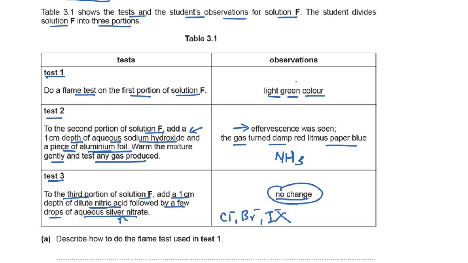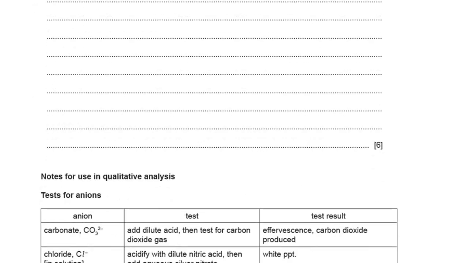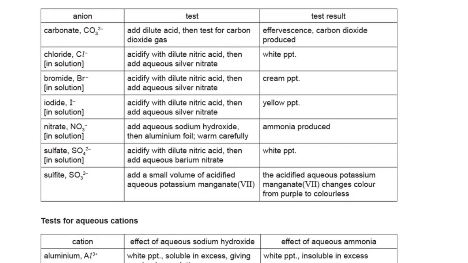So if we identify, we need to remember the two tests. First is the flame test, color of light green, and the second test is for anion, where we are heating it with sodium hydroxide and aluminium foil. So let's go ahead and check with our cation and anion test table, which is given at the end of this paper. Here it is.